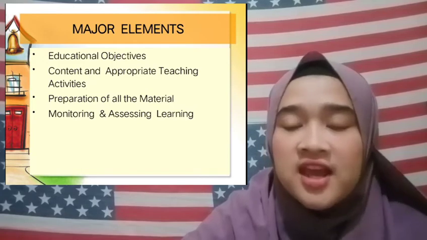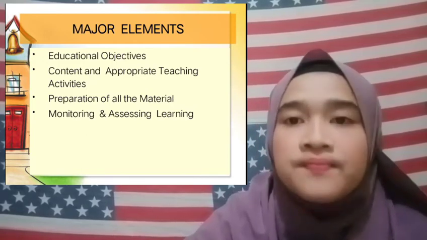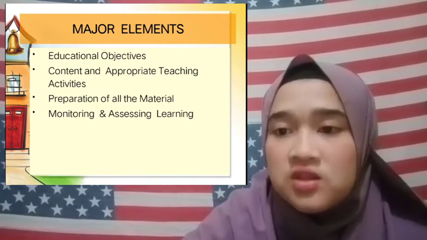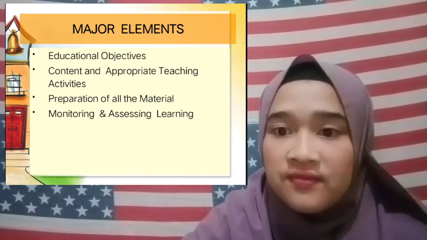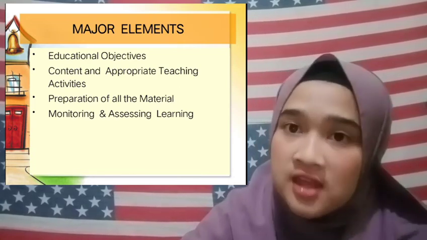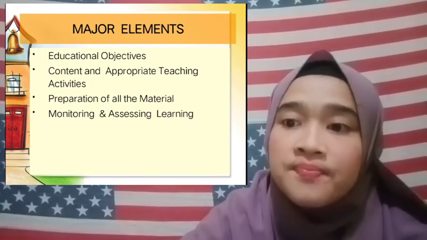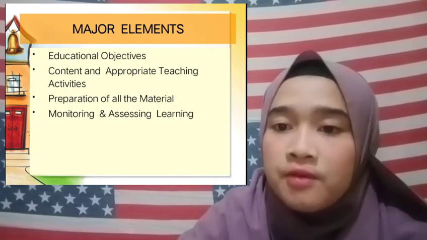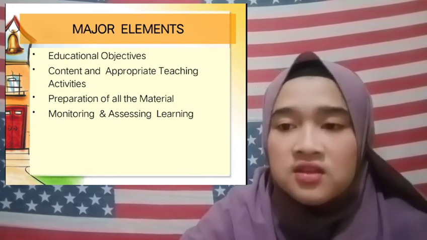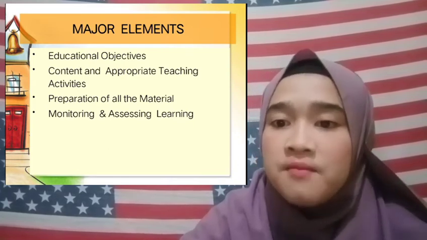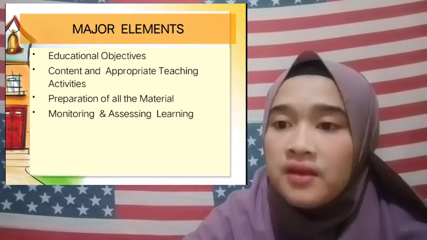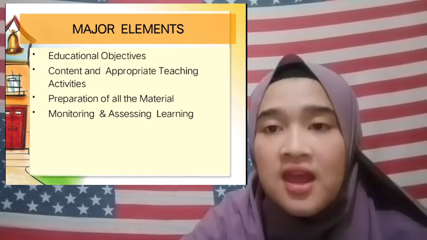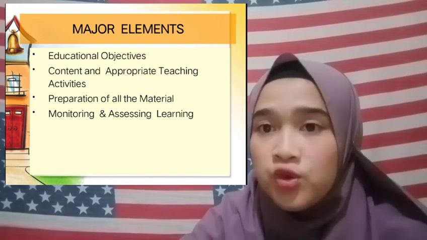Second is content and appropriate teaching activities. The teacher decides on teaching activities which are related to achieving the objective. For example, improvised games, brainstorming, discussion, think, pair, and share. Next, preparation of all the material. Teaching materials can refer to a number of teacher resources, worksheets, manipulative tools, learning tools, or games that students can handle to gain and practice facility with new knowledge.